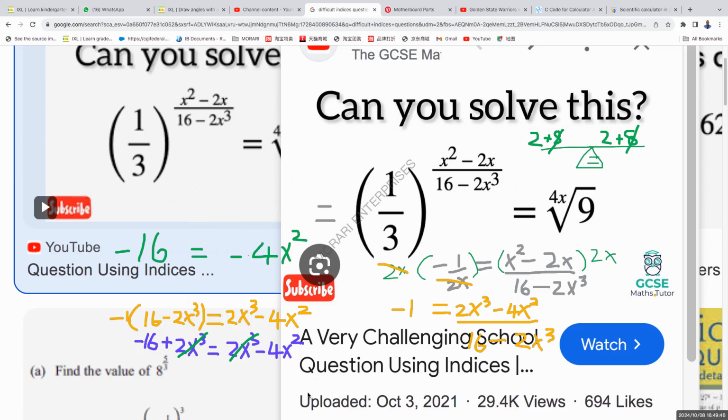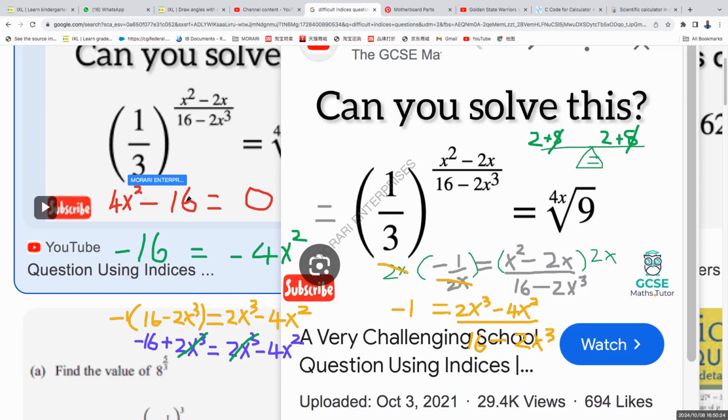Now I want to put everything to the left, sorry. This is negative 4x squared. Then I add 4x squared to both sides. This side will be what? And then this side will be what? So you first write the positive 4x squared that you add. 4x squared minus what? 16. That's what will be here.